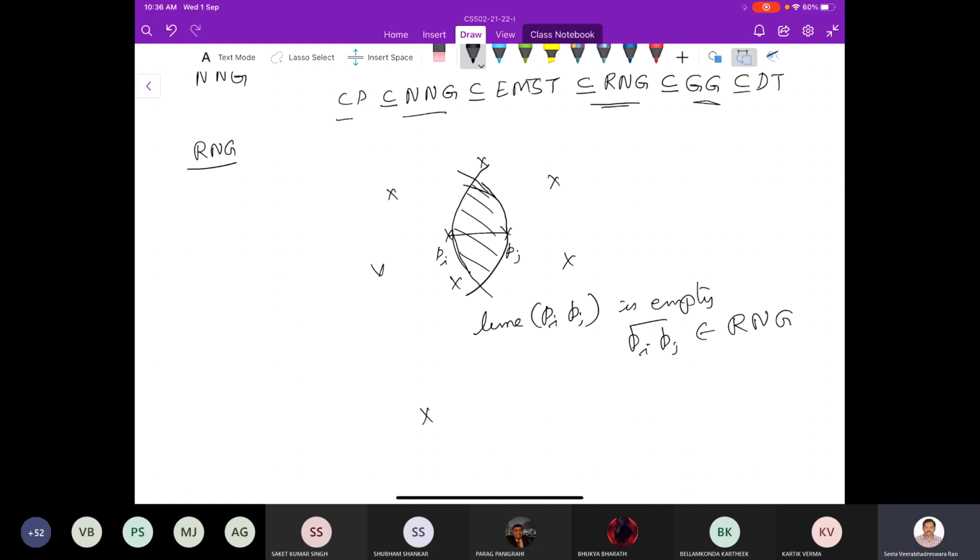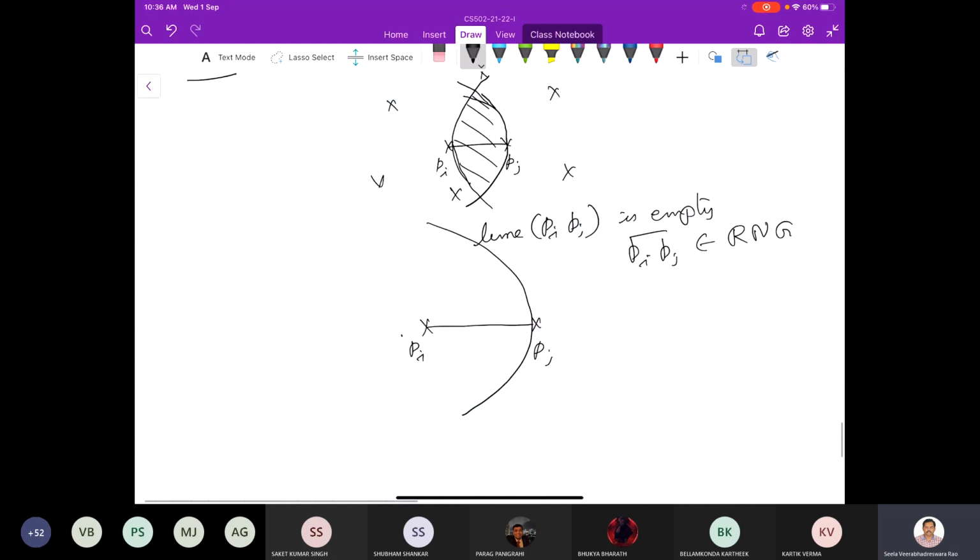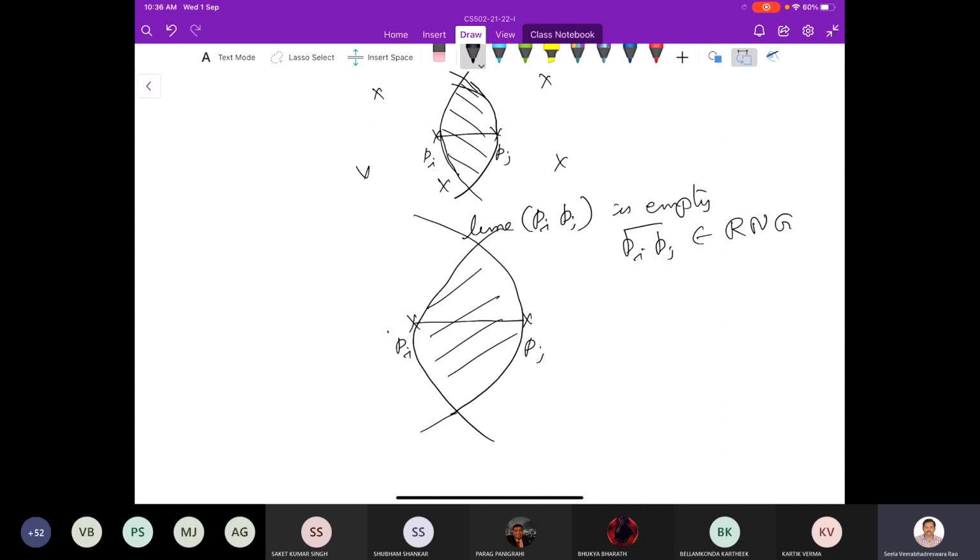Okay, we are taking 2 points and we are taking this distance as a radius, and PI as a center, and we are drawing one circle. Similarly, we take PJ as a center, using the same radius. This is the lune formed by the intersection of these two circles. This region is empty, and then this edge is present in the relative neighborhood graph.